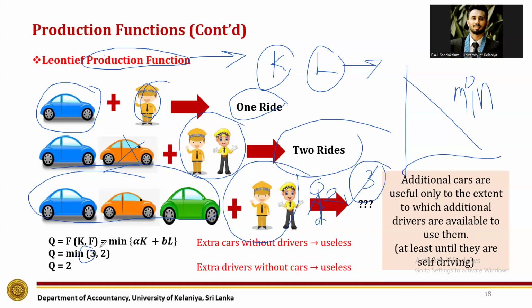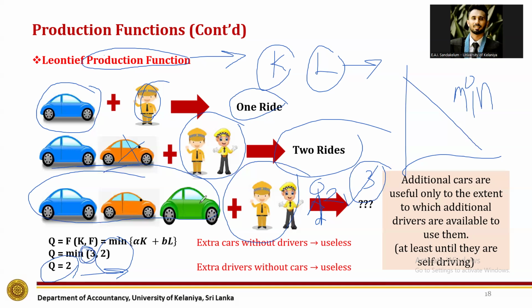For the labor, how many labor we have? Only the two. So that means make the min, choose the lower one. So the lower one means the Q equals to, the optimum quantity you can give to the particular customer, particular market, only the two. So you can give the three. So what is the thing?